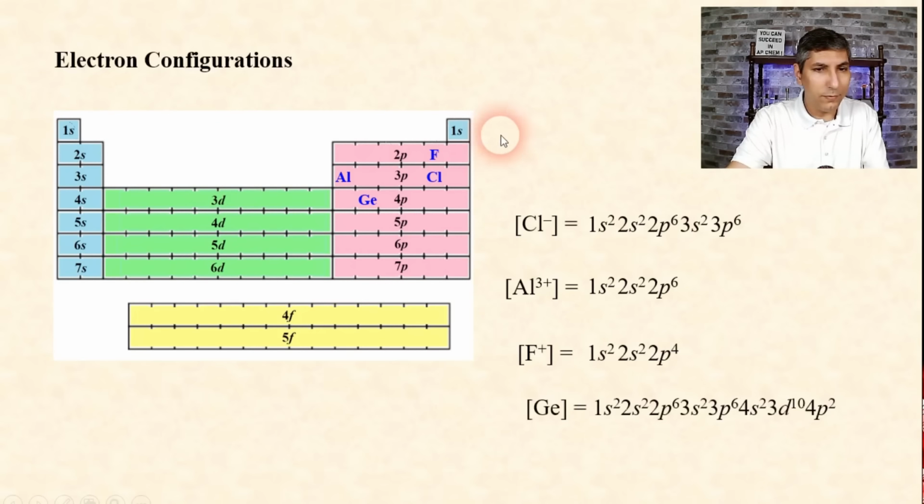It's 1s2, 2s2, 2p6, 3s2, 3p6, 4s2, 3d10, and it's 4p2. So that's the electron configuration for germanium. Using this method, you can write the electron configuration for pretty much any element that they could throw at you on this exam. Now, speaking of electrons and electron configurations, let's take a look at a periodic table trend.